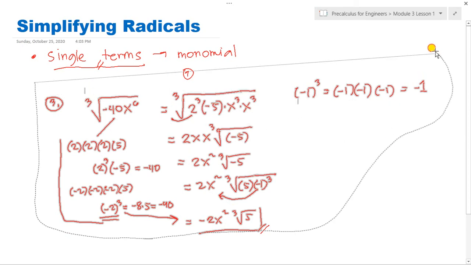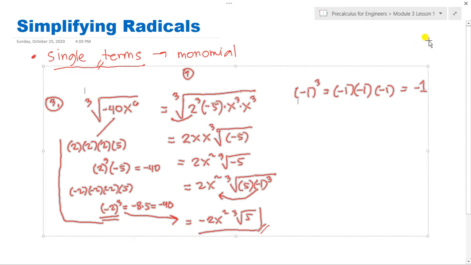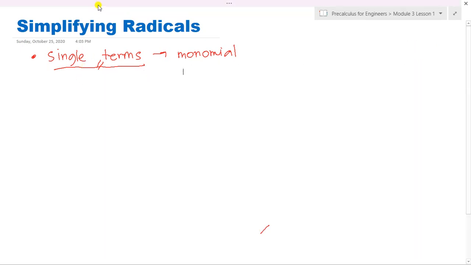So, let's try with the other example. Let's say we are given single term pa rin. So, we are given 5 times the square root of 8, times negative 3 times the square root of 3. So, product na tayo dito ha. Product, kasi multiplication.